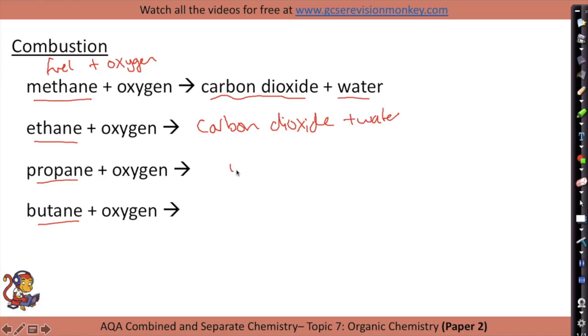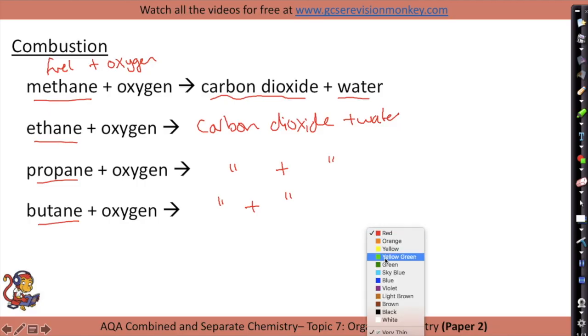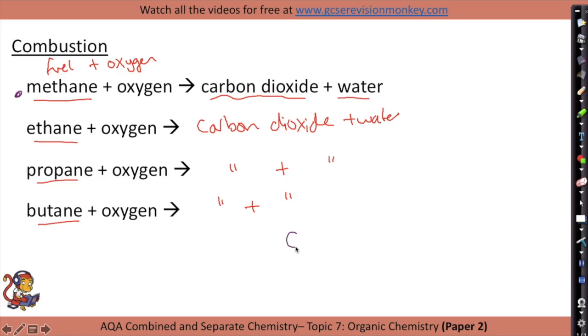Propane plus oxygen would make carbon dioxide plus water. Butane plus oxygen would also make carbon dioxide plus water. You may well have to write these as chemical symbol equations as well. So we'll take the top one here, methane plus oxygen would make carbon dioxide and water.